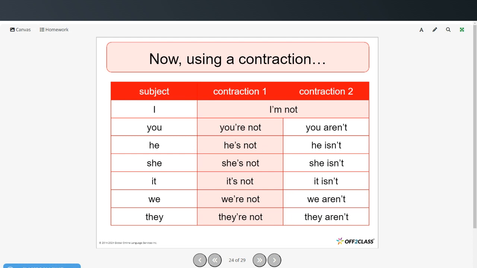So all of these are the same in meaning, and it doesn't really matter which one you use. It's just a matter of whichever one you prefer. One is not more formal or more appropriate than the other. It's really just up to you.